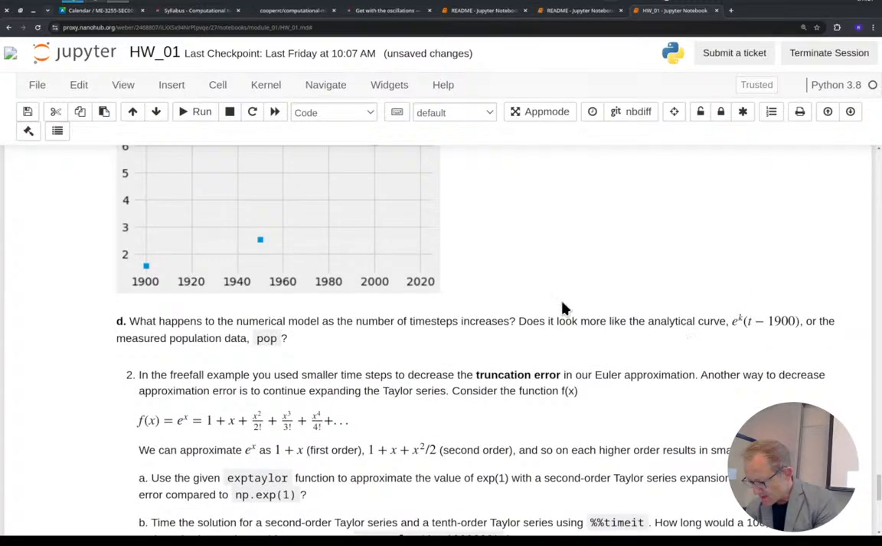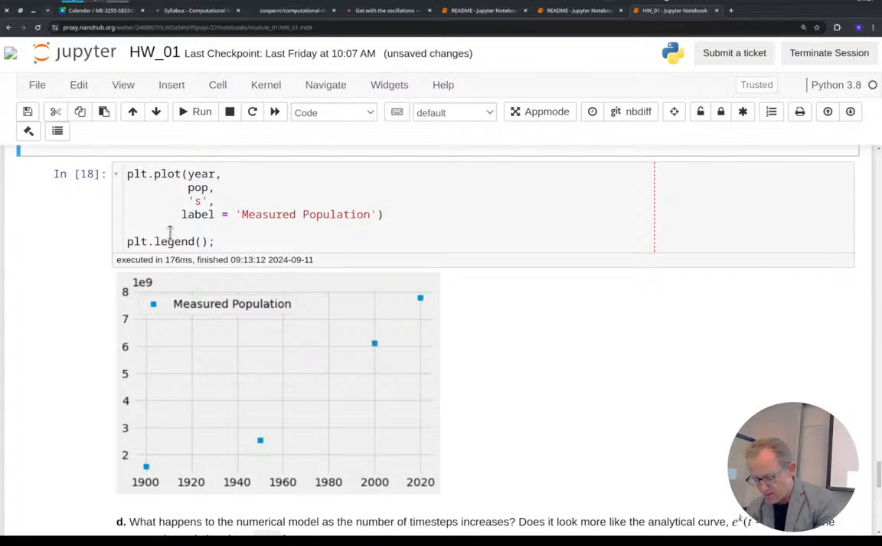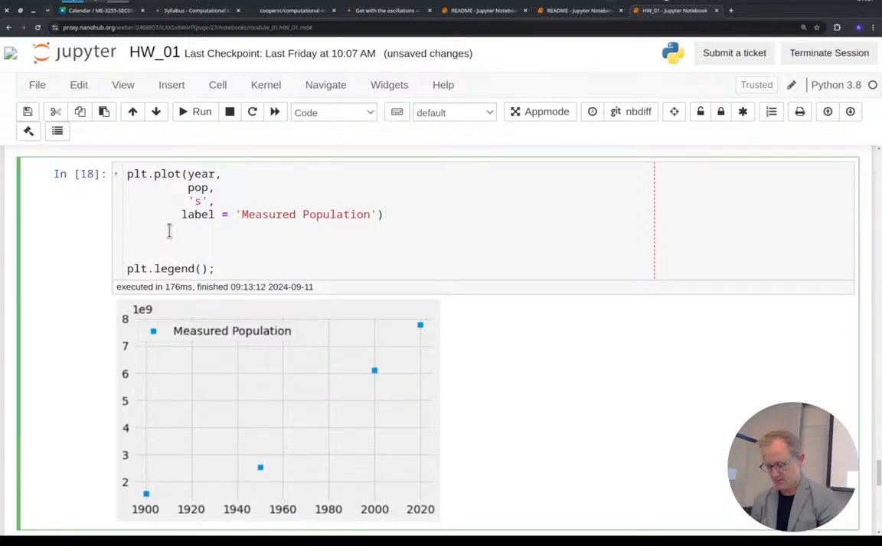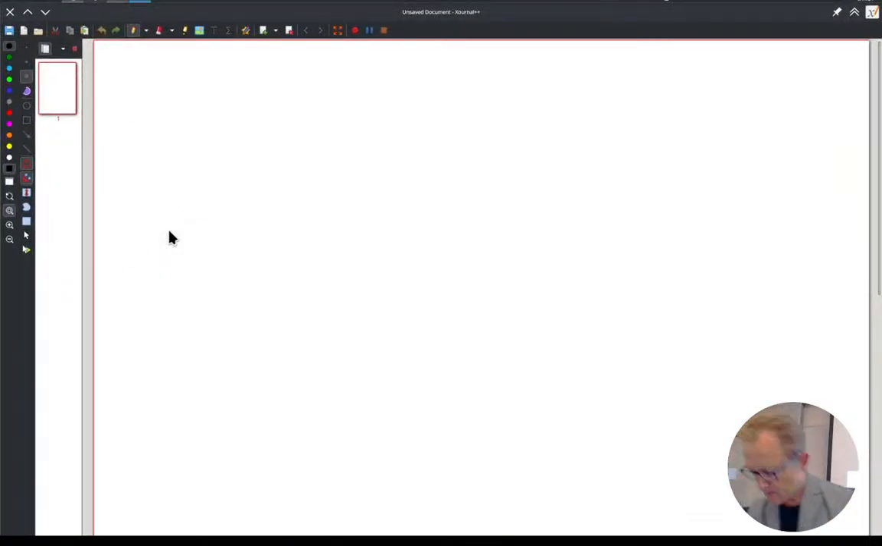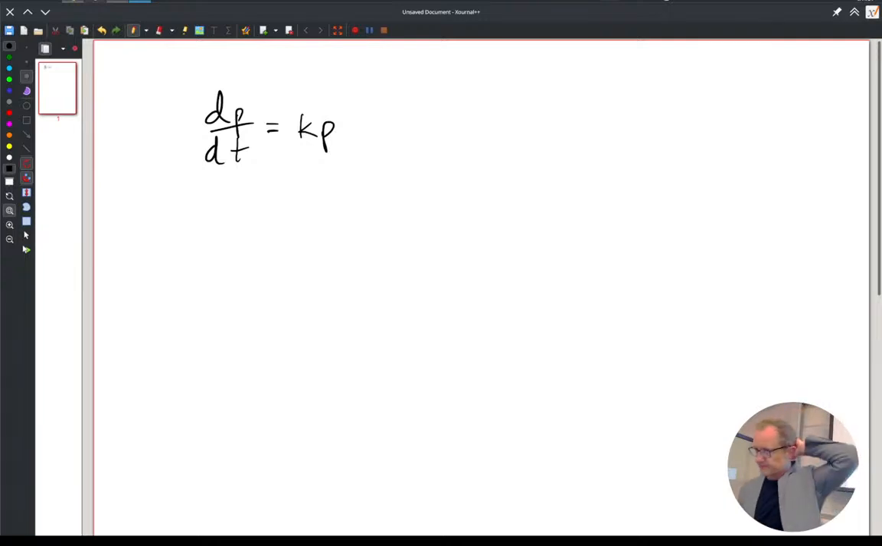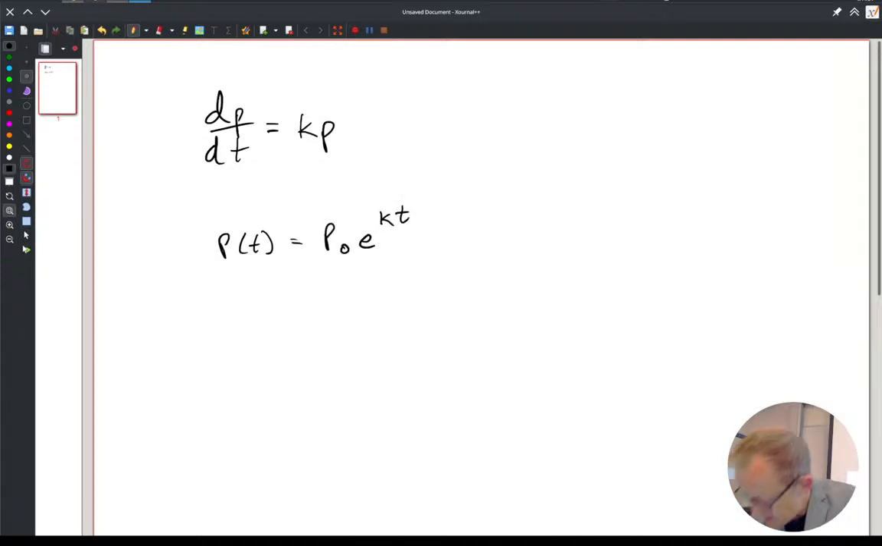A lot of times the analytical one is where people start. So I've got dP over dt equals k times P. And the exact solution to this differential equation is that P as a function of time is equal to P0 e to the kt.